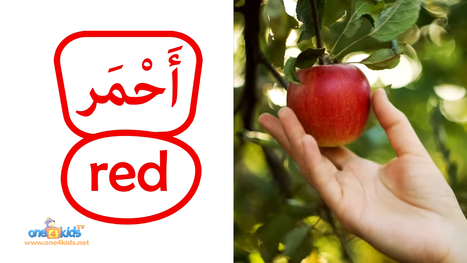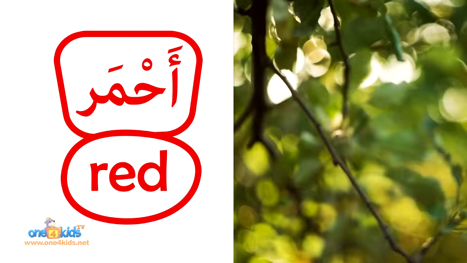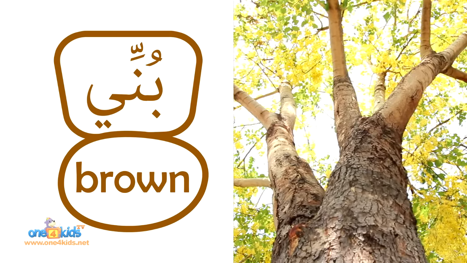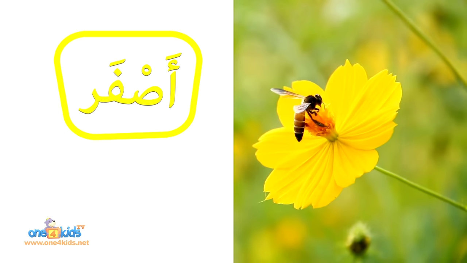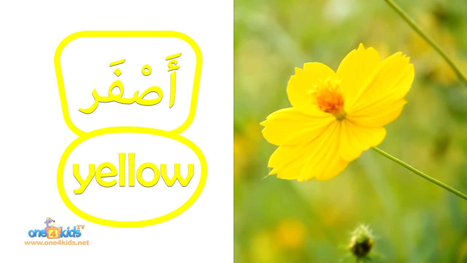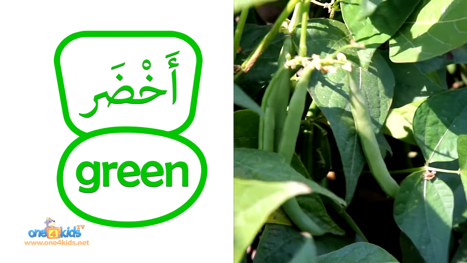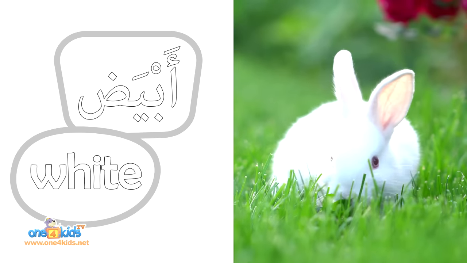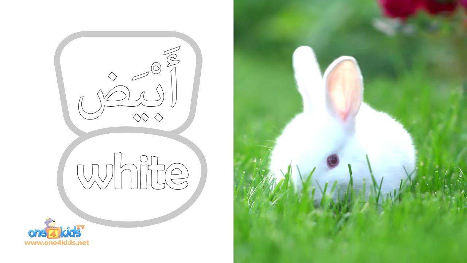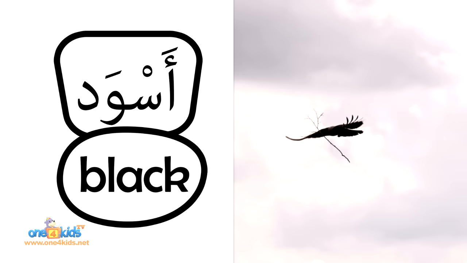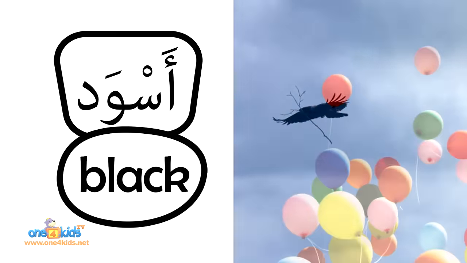Ahmar is red, just like that apple. Bunni is brown, like the branch on the tree. Asfar is yellow, like that pretty flower. Akhdar is green, just like that bean. Abyad is white, just like that rabbit. Aswad is black, like that crow flying high.